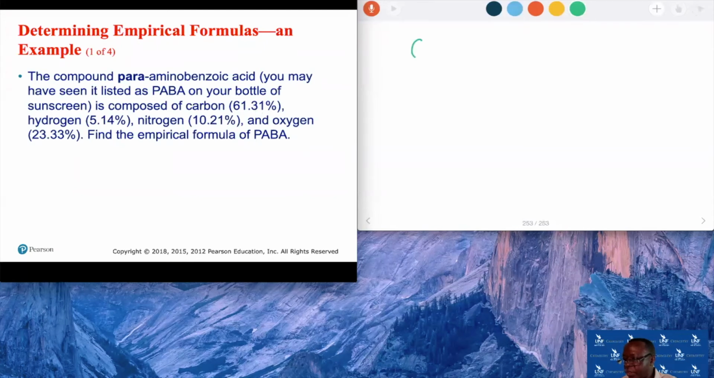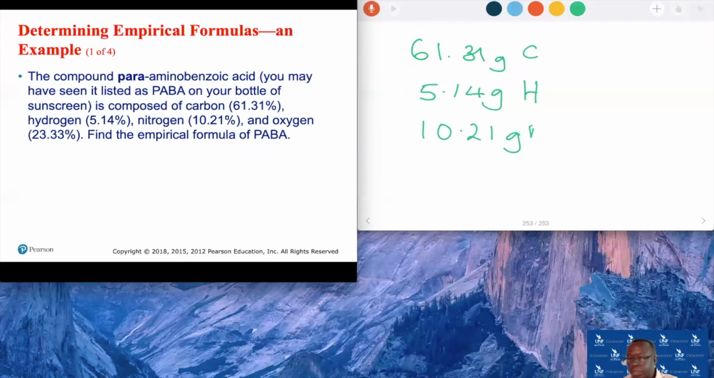So 61.31 grams of carbon. Hydrogen, 5.14 grams of hydrogen. Nitrogen, 10.21 grams of nitrogen, and 23.33 grams of oxygen.